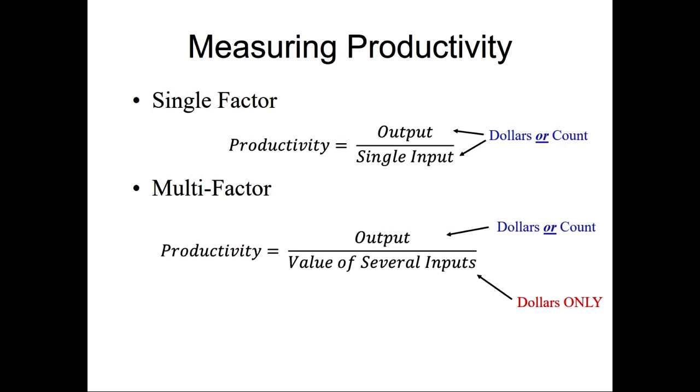So if the inputs I'm looking at are labor hours and raw materials, it would be labor plus inventory. I have to convert both of those to dollars. So I have to multiply the labor times what I pay those people. And for the inventory, I have to multiply however many pounds of flour, sugar, nuts, berries, and whatever I put in there times their cost. So please, please, please hear that. When you do multi-factor, the denominator, that's the bottom of the equation, must be converted to dollars. The top can go either way.